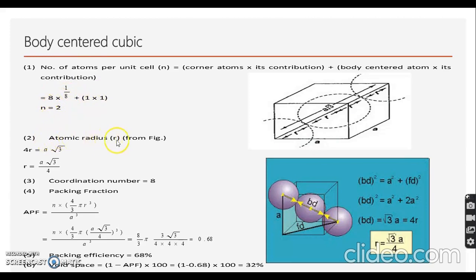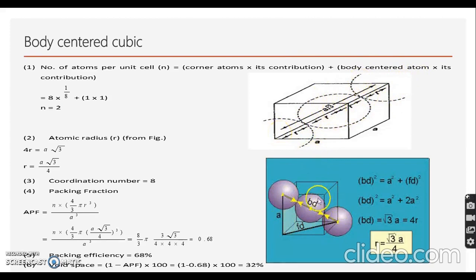Similarly, when you talk about atomic radius, now you have to pay attention over here. When we are finding atomic radius, let us take this diagonal. Here is one atom, here is one atom, and here is a half atom and here a half. So this is 1r, 2r, and this is 2r already, so 4r. So this body diagonal is nothing but 4r. That is equal to a root 3.